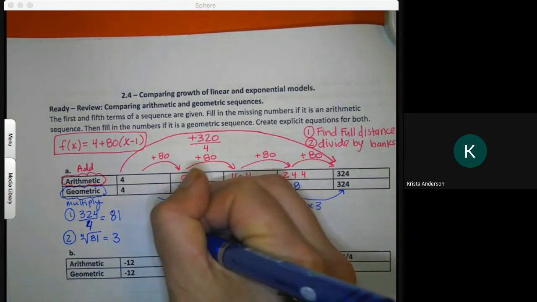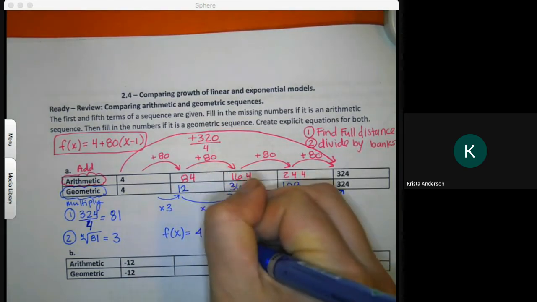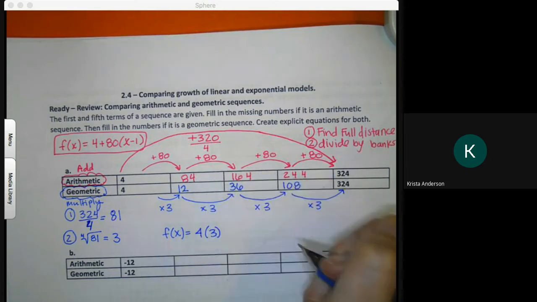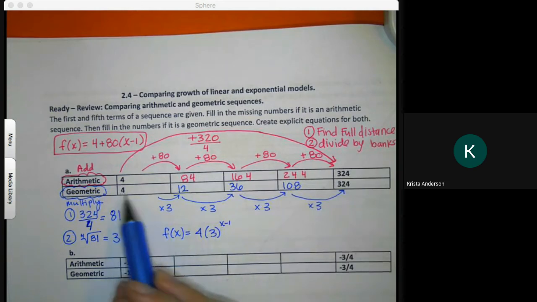The explicit function would be I start with 4 times by 3, and then I'll put a power of x minus 1 because I picked the first number in my list.